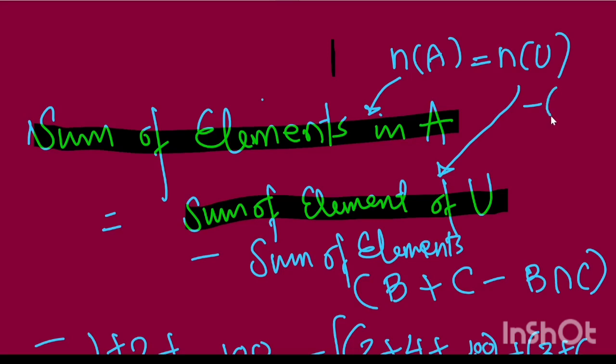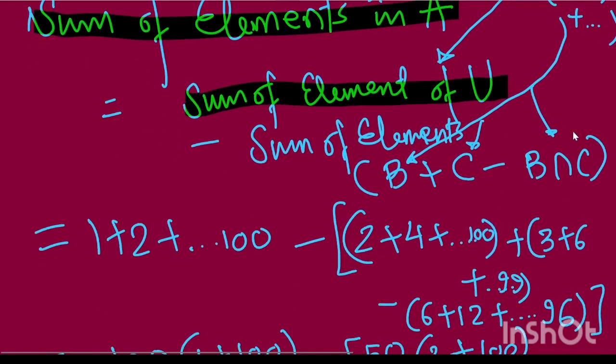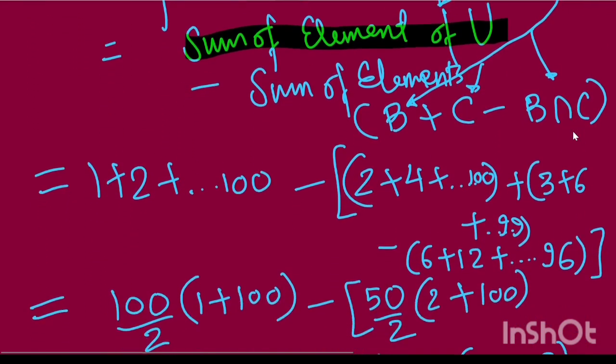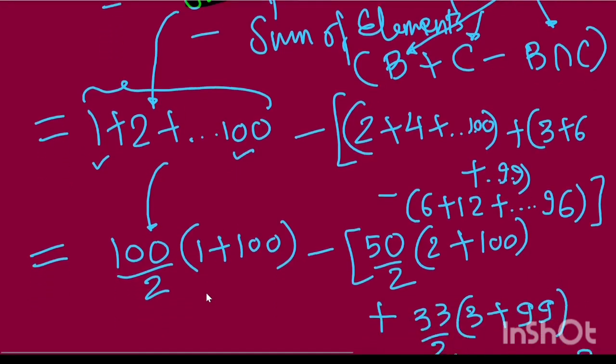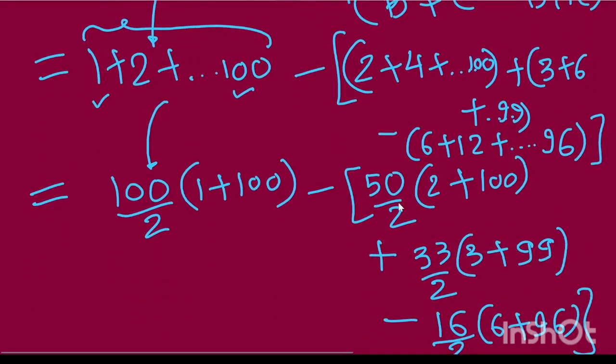Similarly, instead of minus Nb plus Nc and so on, it has to be replaced by the sum of elements of B, C and B intersection C. That way we can find the sum of elements in A. Now the sum of elements in U: U is the universal set defined from 1 to 100. We will substitute 1 plus 2 plus up to 100, using the formula of AP. There are 100 terms: 100 by 2, first term plus last term, which is 1 plus 100. That way we will do it.